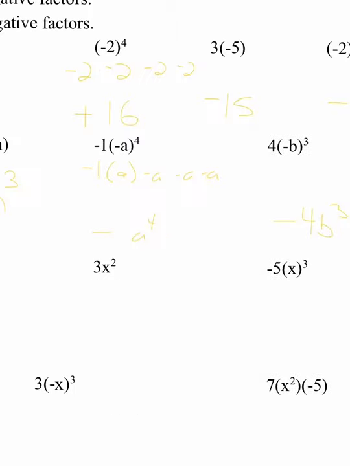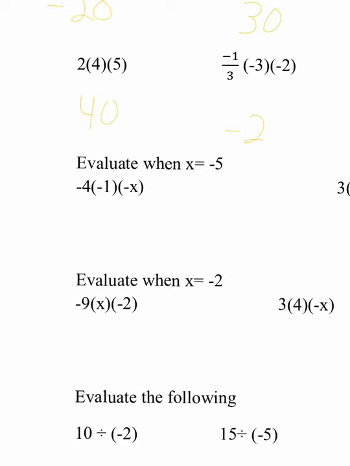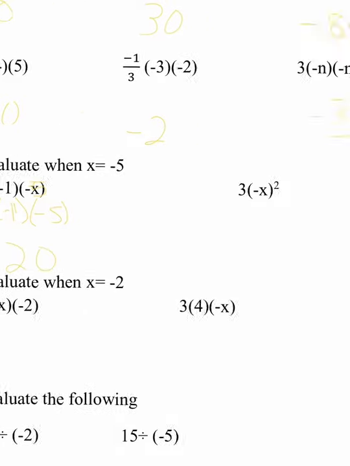Now it says evaluate when x is equal to negative 5, so all we're doing is plugging in negative 5 here. If I rewrote this, it would be negative 4 times negative 1 times negative 5. That means there's 3 negatives, so it's going to be negative, and then 4 times 1 is 4, times 5 is 20. So my answer would be negative 20.